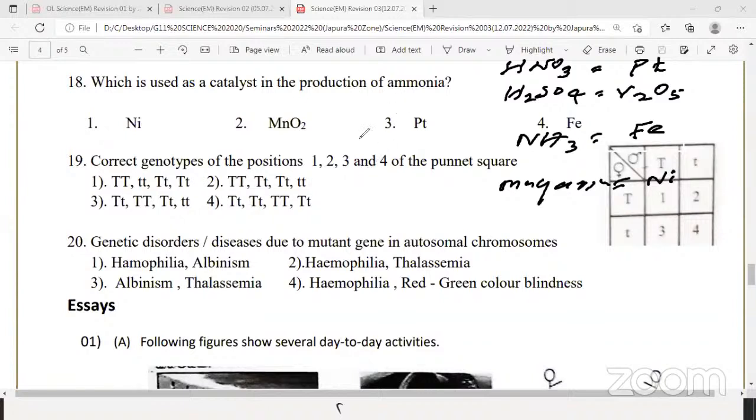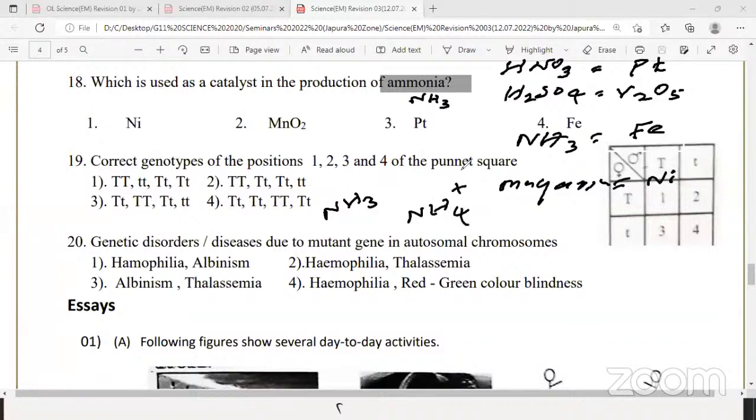Now ammonia. The chemical formula of ammonia is NH3. That is a basic gas. Ammonia is a basic gas, NH3. And don't mix up ammonia and ammonium. Ammonia is NH3. Ammonium is NH4 plus.